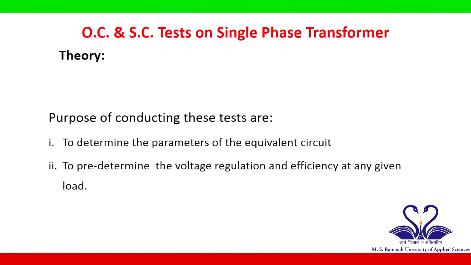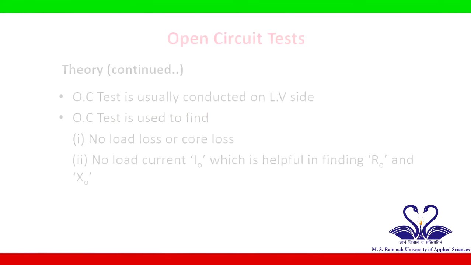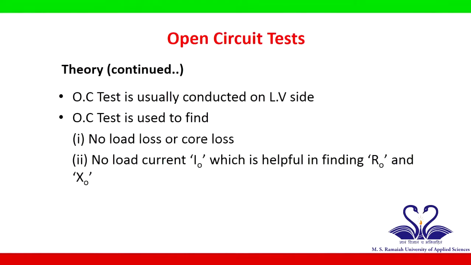Theory. Purpose of conducting open circuit and short circuit tests on the transformer is to determine the parameters of the equivalent circuit, to predetermine the voltage regulation and efficiency at any given load. Theory of open circuit test. Open circuit test is usually conducted on the low voltage side. Open circuit test is used to find no load loss or core loss, no load current I0, which is helpful in finding R0 and X0.